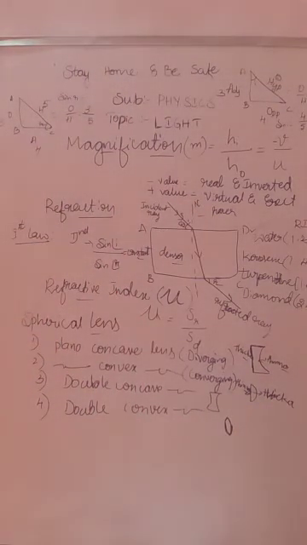The lens which have thinner at the edge and thicker at the middle, okay, that is called the convex lens. The lens which have thicker at the edge and thinner at the middle, that is called the concave lens.